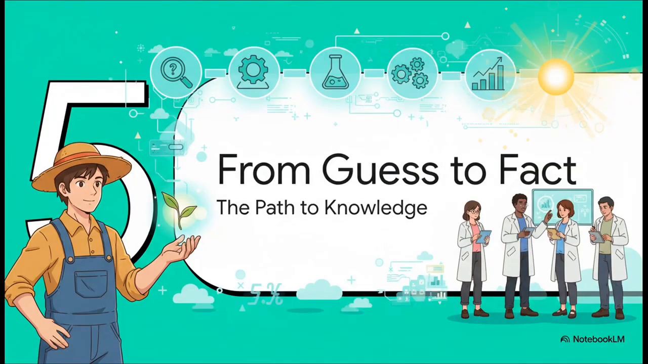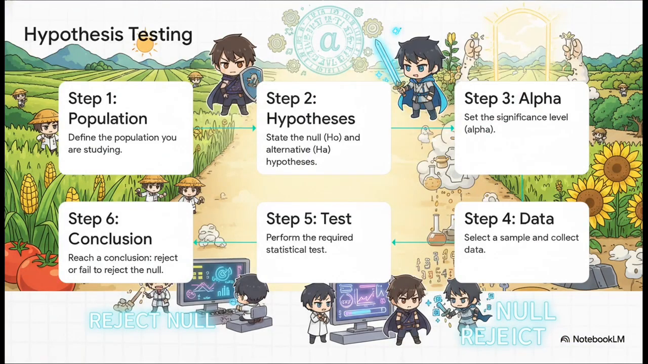So how do we put all these pieces together? From that first shrewd guess our farmer had, all the way to a final proven fact, there's a clear, well-trodden path that turns ideas into knowledge. And here is that entire quest laid out. It's a 7-step recipe for discovery. First, you do the setup. You define what you're studying, you state your two competing hypotheses, and you decide on your alpha. Then comes the action. You grab a sample, collect your data, and run the right statistical test. And that all builds to the final moment of truth. Based on the evidence, do you have enough to reject the null hypothesis, or does the skeptic win this round?